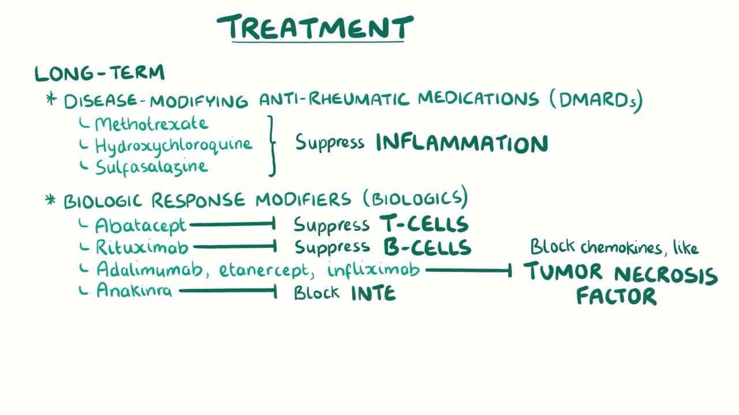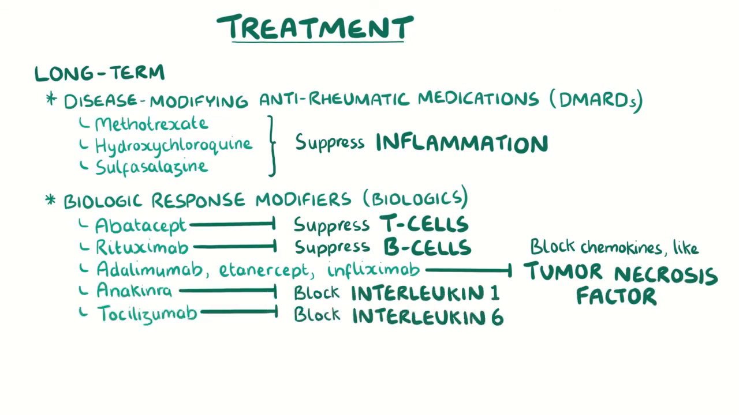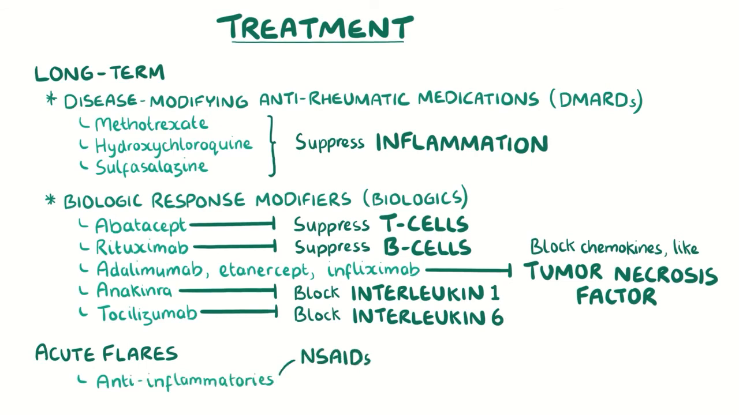Anakinra blocks interleukin-1, and tocilizumab blocks interleukin-6. Treatment of acute flares can be done with anti-inflammatory medications, like NSAIDs, as well as short-term use of glucocorticoids.